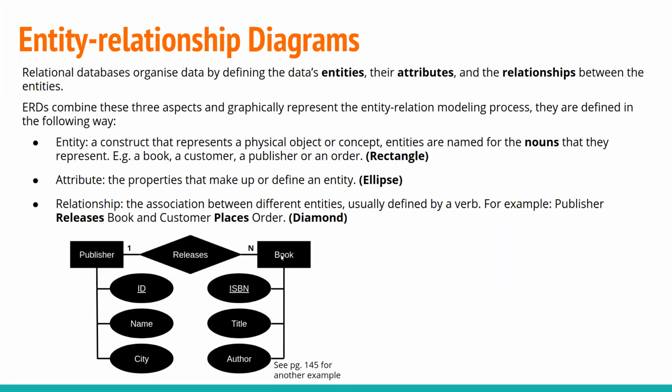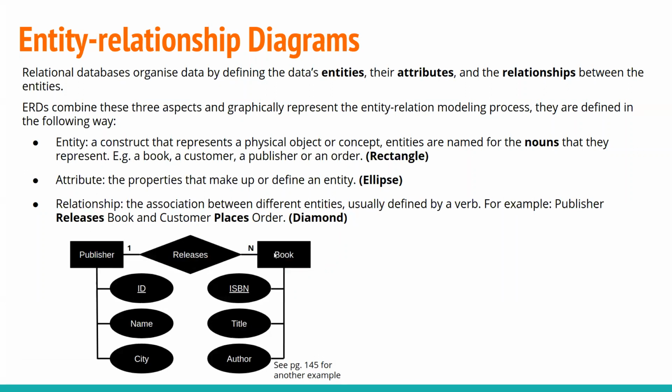The publisher has three attributes. It has ID, name, and city. Likewise, the book has three attributes: ISBN, title, and author. The diamond between them represents a relationship between publishers and books. So a publisher releases books.